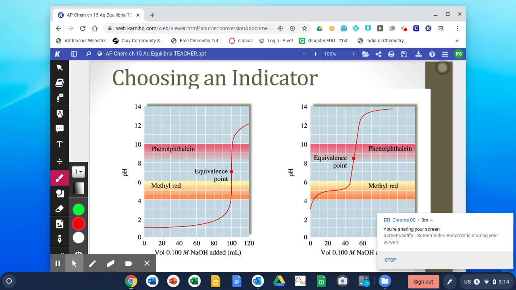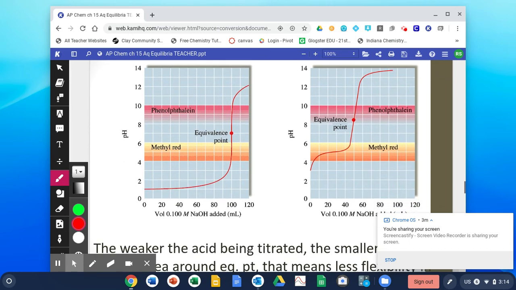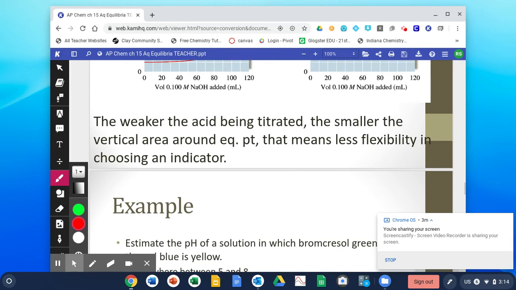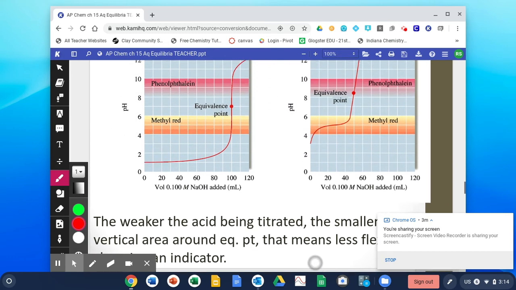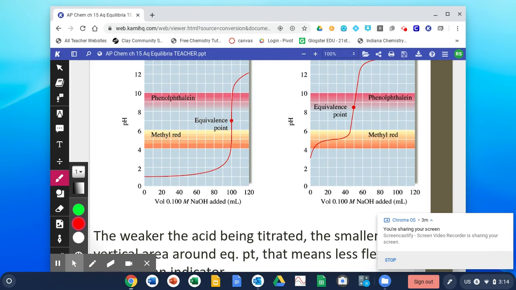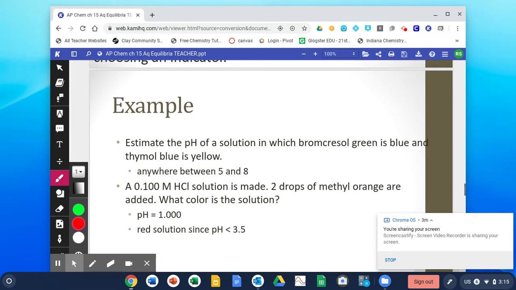And so this is where you're wanting to look at where your equivalence point lies. The weaker the acid being titrated, the smaller the vertical area is around the equivalence point, which means less flexibility in choosing an indicator. So what it's saying is this one's a weak acid here. And so notice that the distance from here to here is a lot less than the pH difference from here to here. And so this one has a pH difference of maybe 6. This one has a pH difference of maybe 10. And so you're starting to narrow your field considerably.